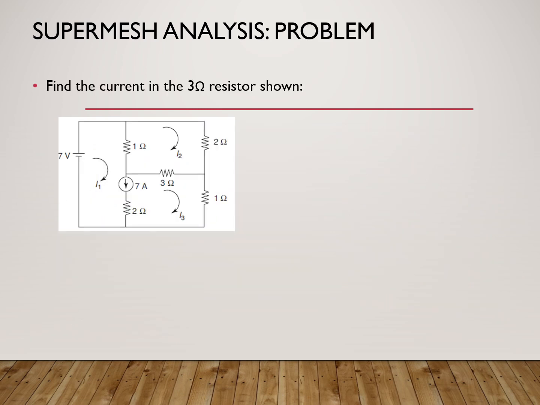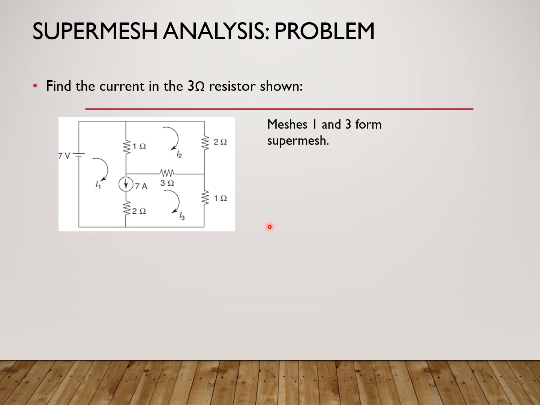Okay. So now let us consider another super mesh analysis. We'll just write the equations. We can see that there are three meshes: mesh 1, mesh 2, and mesh 3, and the currents I1, I2, and I3 have been already given. If it is not given, you will assign random directions.